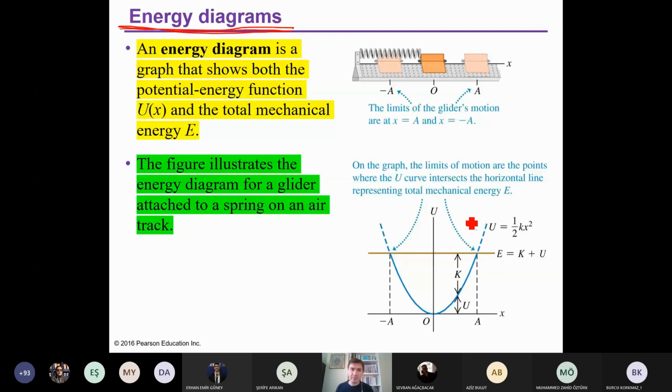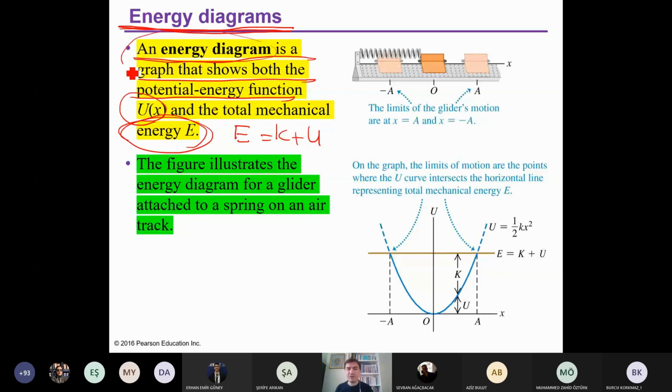What is an energy diagram? An energy diagram is a graph that shows both the potential energy function and the total energy of the system. What was the total mechanical energy? Total mechanical energy includes both kinetic energy plus potential energy. Okay, so if you are talking about an energy diagram, it should contain potential energy and also total mechanical energy. I will show you here an example.